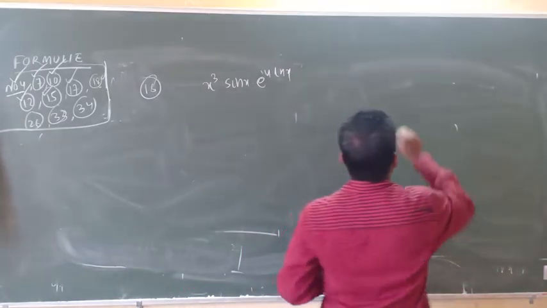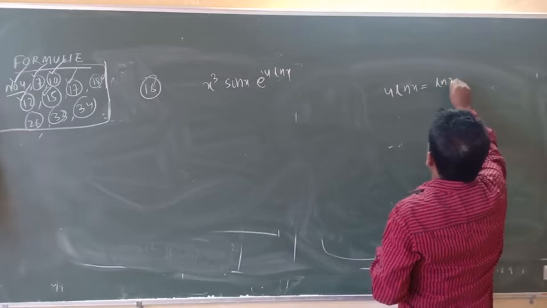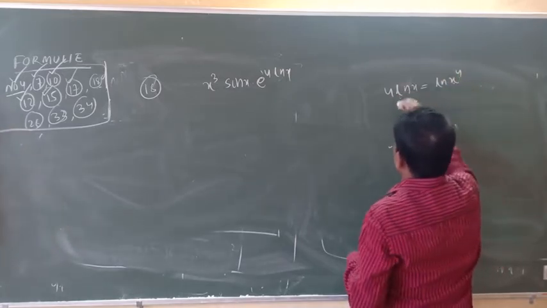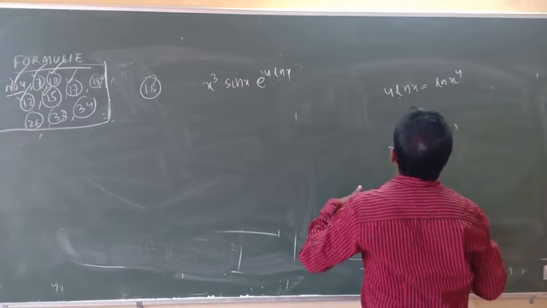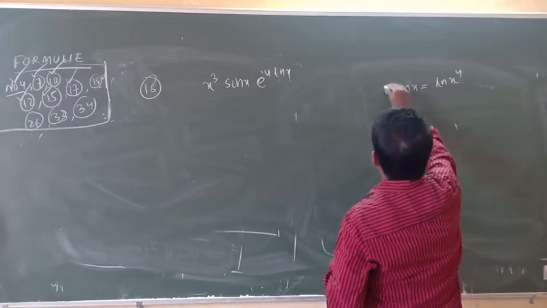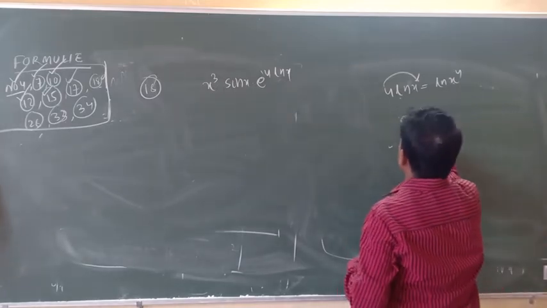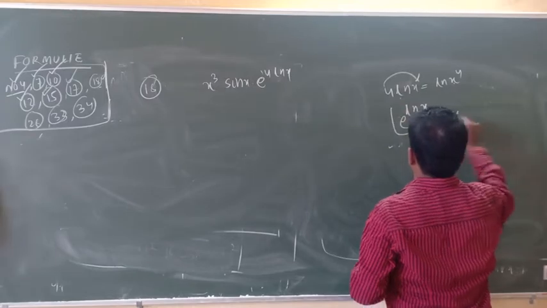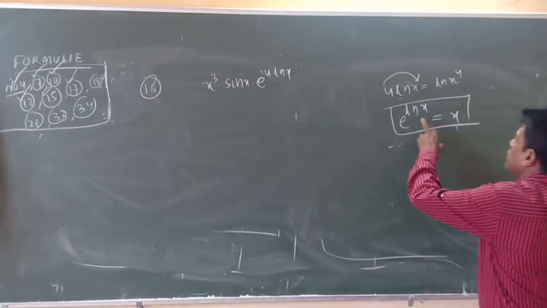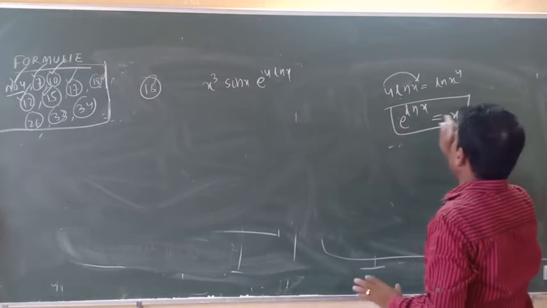You know 4 ln x is equal to ln x to the power 4, because it is the natural logarithm. When a constant is multiplied with the logarithm, it goes to the power of the variable. So 4 goes to the power of the variable, that is ln x4. But you must always remember this particular identity: e to ln x is equal to x. So e to ln x4 is equal to x4.